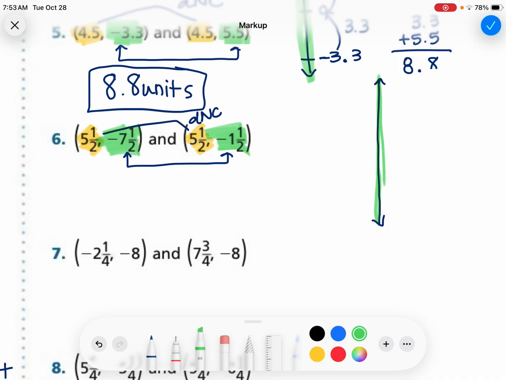What I need you to remember is that for negative numbers, if zero's up here, right? The farther away you are from zero, the smaller you are, right? So therefore, -7.5 would be below -1.5. And so now I just have to count.